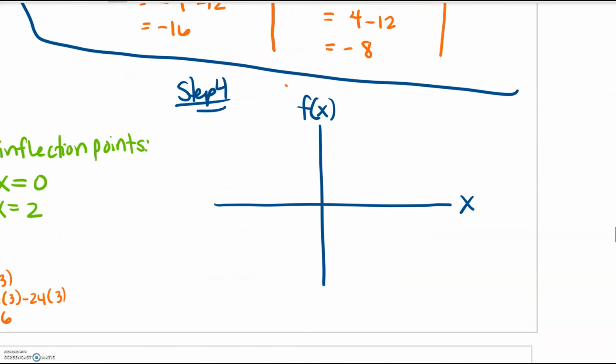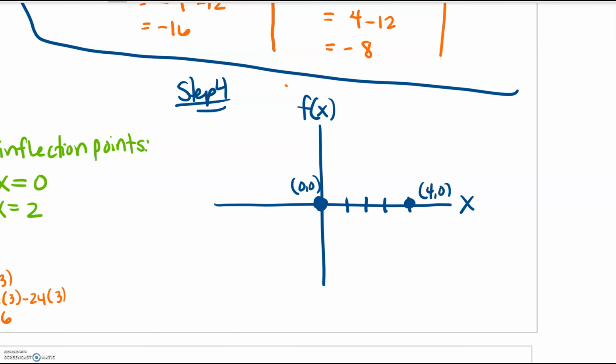So let me label those. So my origin is a point on the graph, and 1, 2, 3, 4. The point 4, 0 is an x-intercept. Okay. And the domain was all real numbers, so I know I won't have any holes or asymptotes or anything.